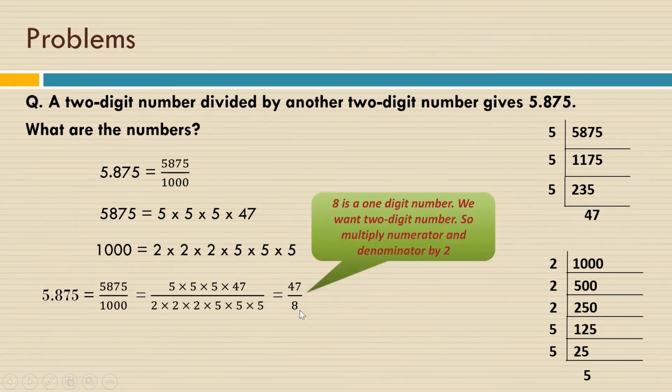Here, in the denominator, 8 is a 1-digit number. We want a 2-digit number. So multiply the numerator and the denominator by 2. We get 94 by 16. That is the answer.